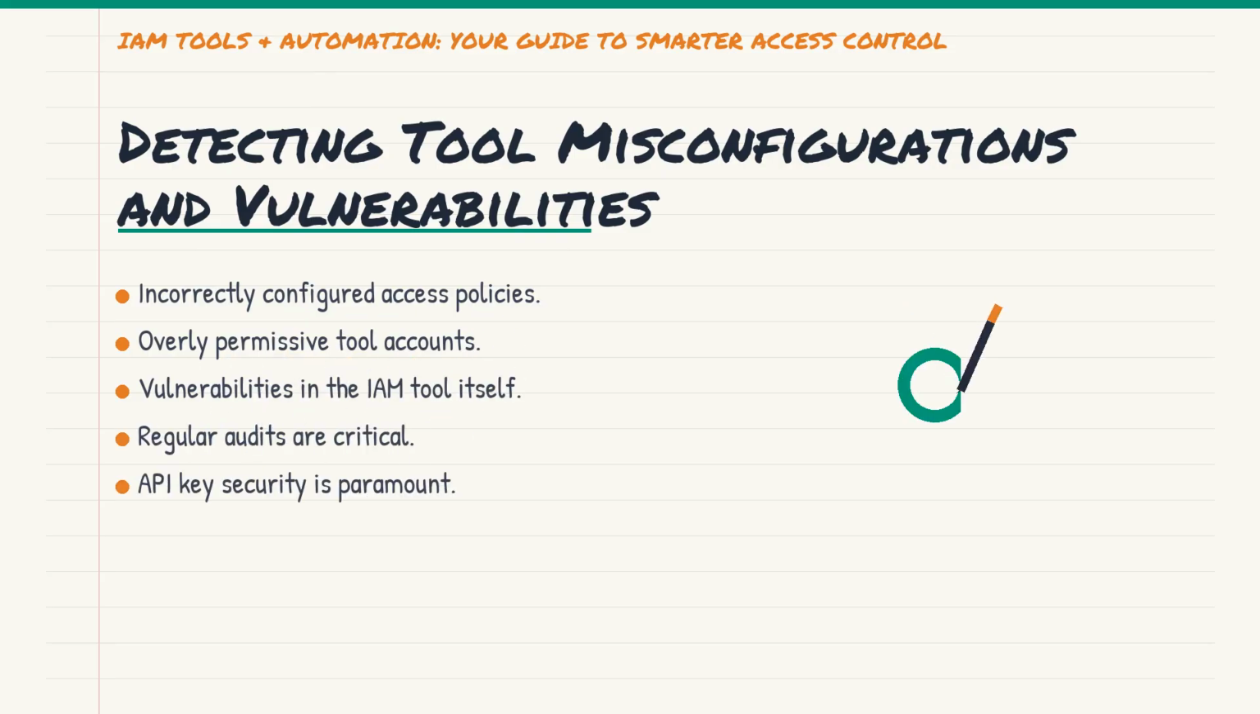An IGA tool might be configured to approve certain access requests without sufficient oversight. A PAM solution might have overly broad permissions itself. Or, the underlying systems used by these tools might have known vulnerabilities that attackers can exploit. Regular audits of tool configurations and vulnerability scans are essential. For example, an improperly configured API key for an IGA tool could allow an unauthorized party to manipulate access grants.